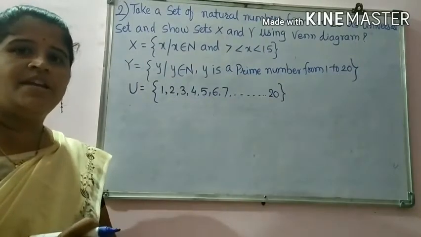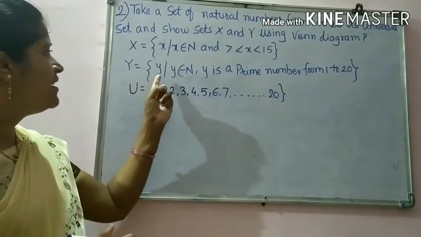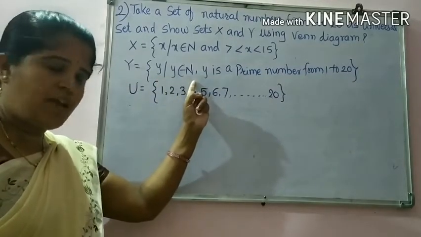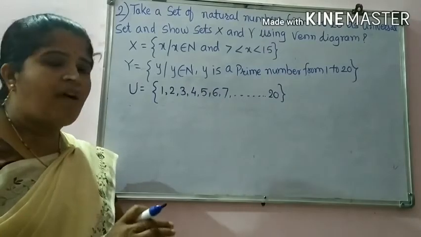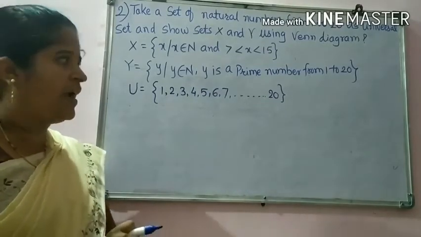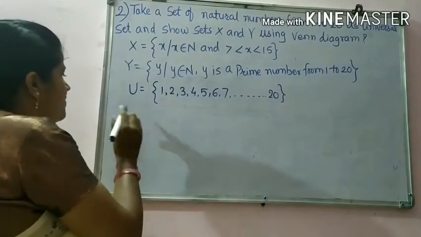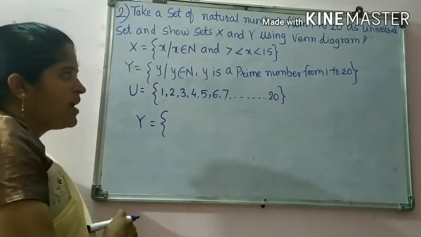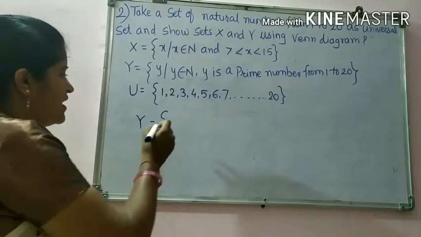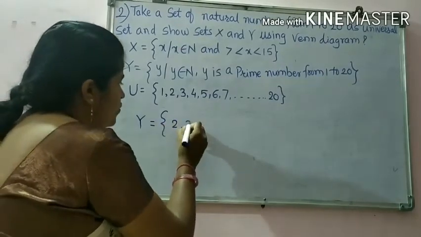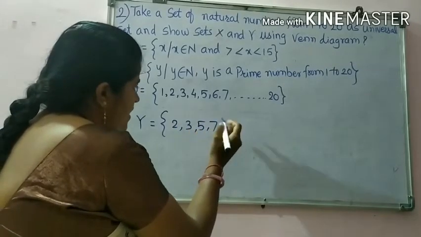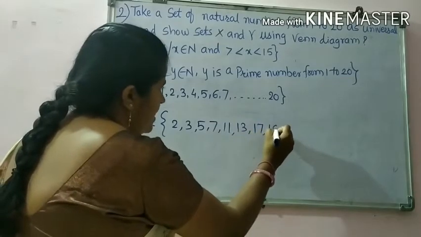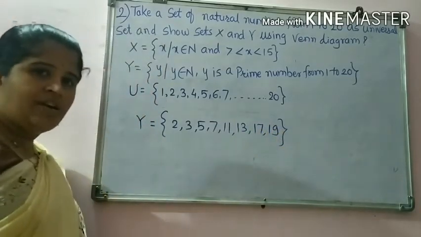Second is set Y. Y is the set of all Y such that Y belongs to the set of natural numbers and Y is a prime number from 1 to 20. Again we shall write this set Y using our listing method. Y is equal to, which are prime numbers from 1 to 20? We shall write the list of prime numbers 2, 3, 5, 7, 11, 13, 17 and 19. So this is our set Y.